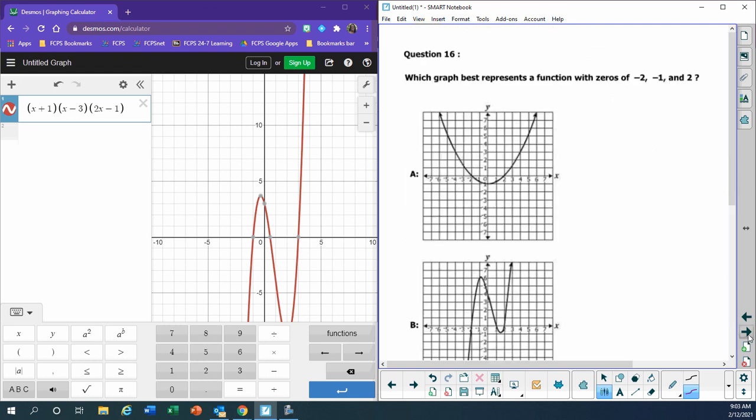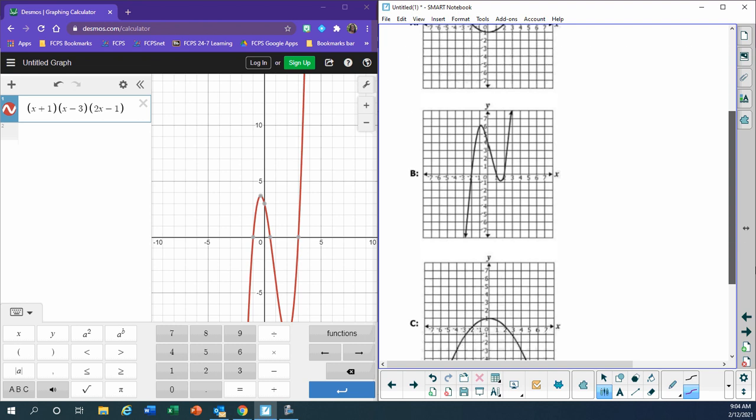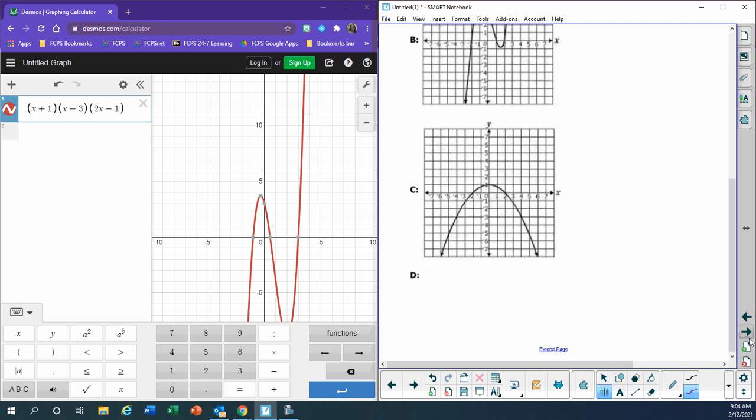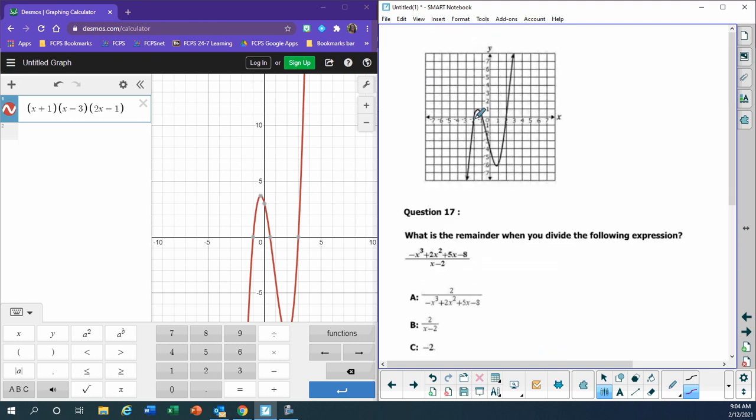Okay. All right, so which graph best represents the function? -2, -1, 2. So it needs to go through the graph there. -2, +1. Oh no, I wanted -2. Yep, -2, -1, 2. So it's going to be this graph, D.